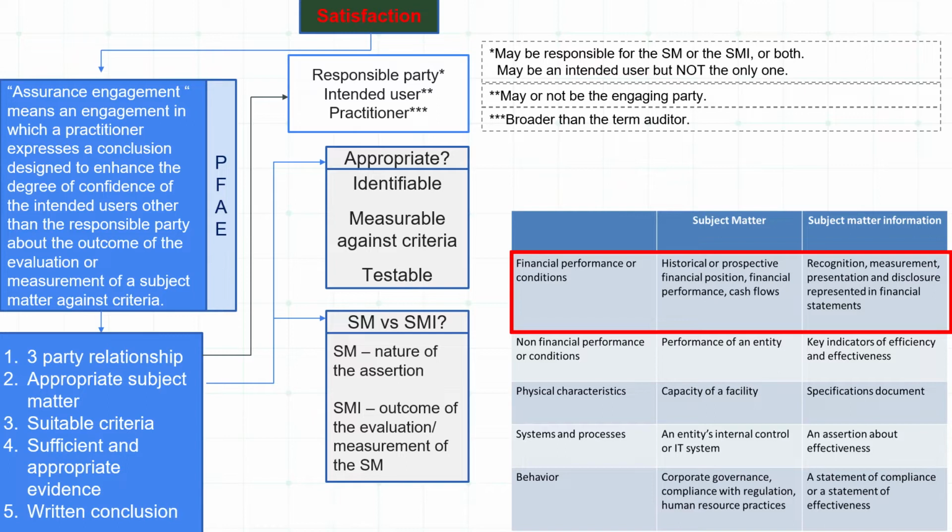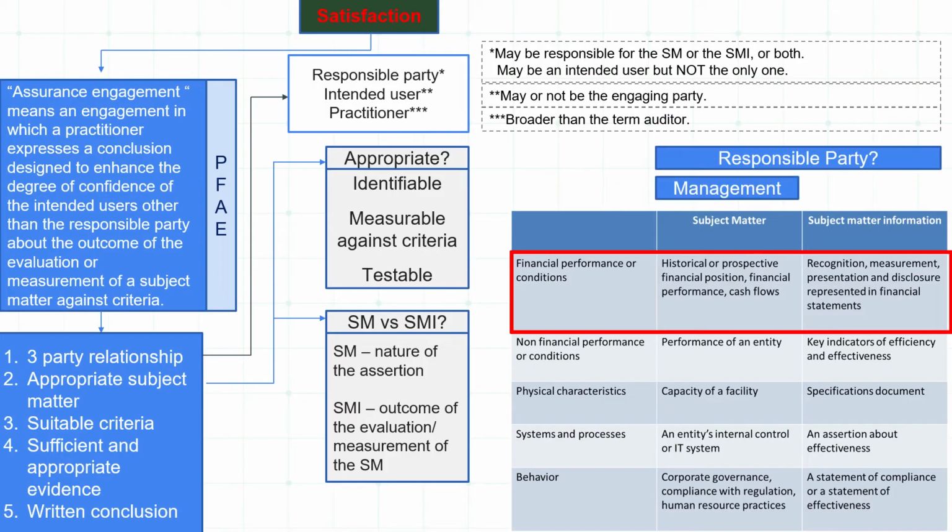But going back to our example of financial performance or condition, let's think about who is responsible for the subject matter. Who is responsible for the financial position, financial performance, and cash flows of the entity? I think you will all agree with me when I say, well, it's management. Now, who is responsible for the preparation of the financial statements, which contain the results of the evaluation of financial position, performance, and cash flows? And in a sing-song voice, we all together say, still management. So in this case, we get to see an example of a responsible party that is responsible for both the subject matter and the subject matter information. So that is our second element.